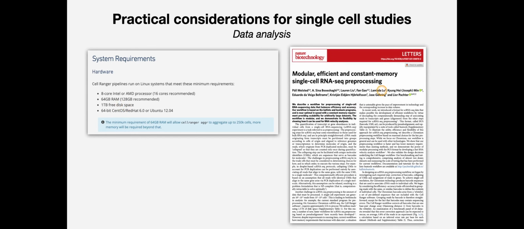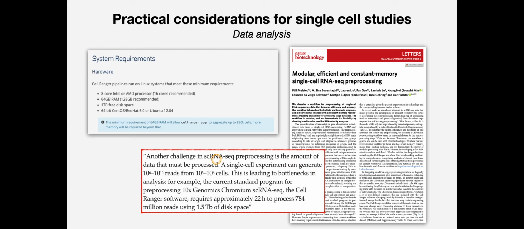So what we'll use in the next part of the lecture is a recently described set of tools based on Callisto that allow us to process the same raw data, but to do so on our laptop. They highlight in this paper, this is Páll Melsted's work when he was in Lior Pachter's lab, that another challenge in single-cell RNA-seq preprocessing is the amount of data that must be processed. A typical single-cell experiment can generate 10^6 to 10^10 reads from 10^3 to 10^6 cells. This is leading to bottlenecks in analysis.